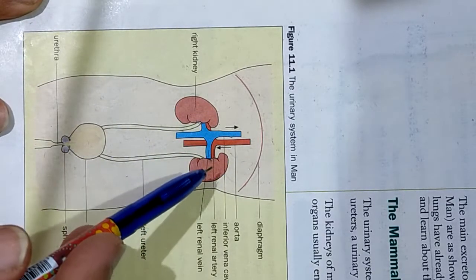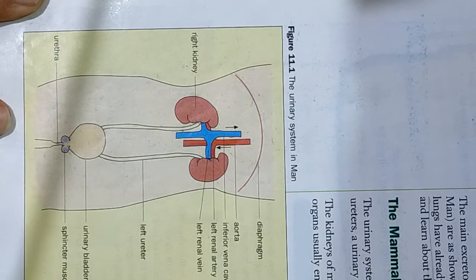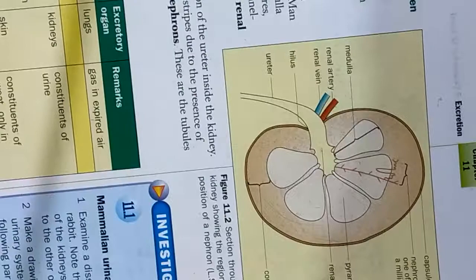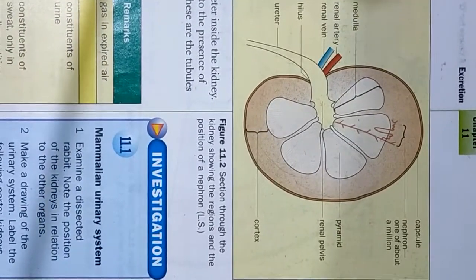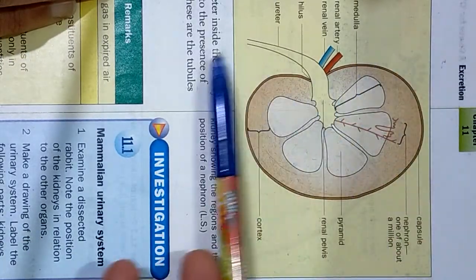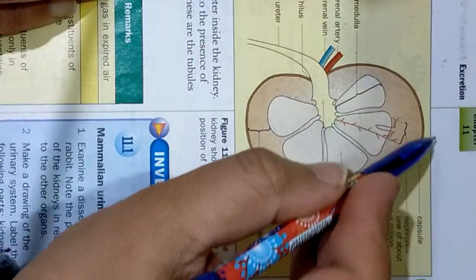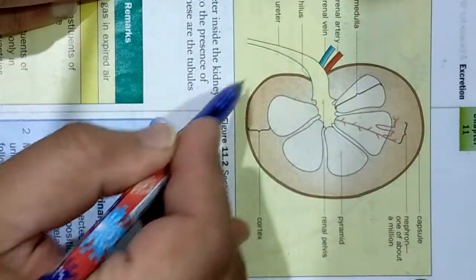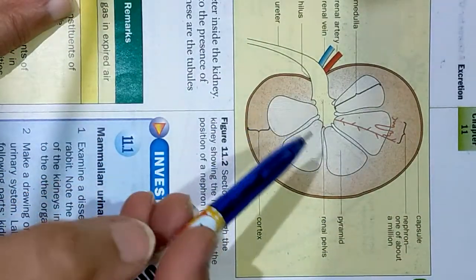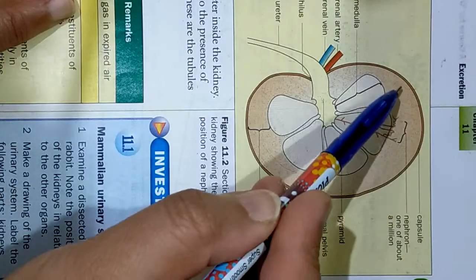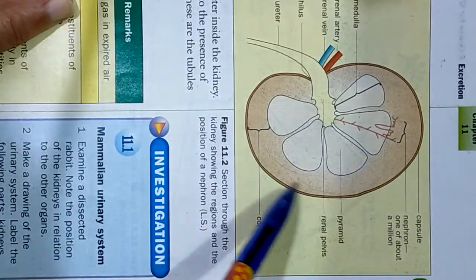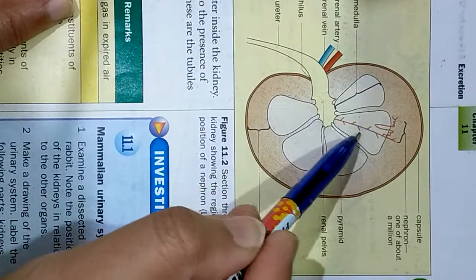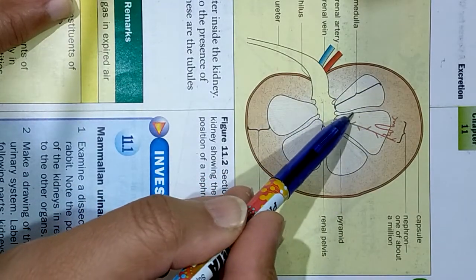So this is the external structure. Next is the internal structure, because the most important thing is the internal structure of the kidney. When we cut a kidney in a longitudinal section, we can see this internal structure. The outer dark region of the kidney is called the renal cortex, and the inner light colored region is called the medulla.